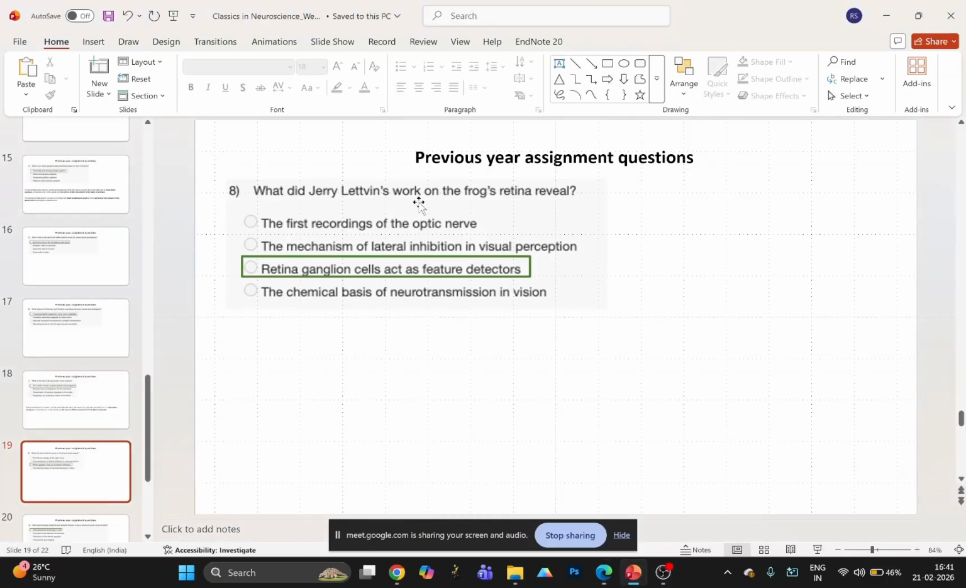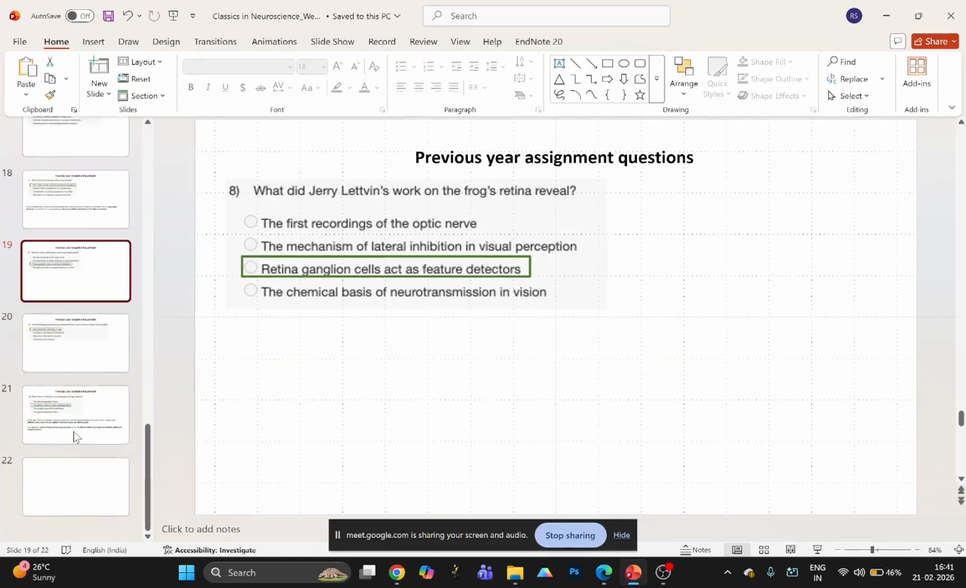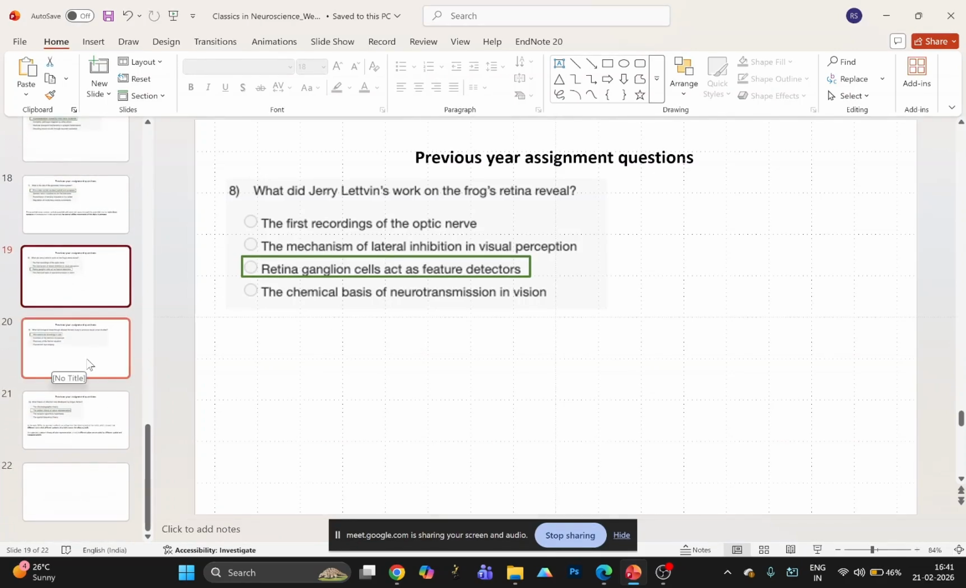So his work on the frog's retina revealed that the retinal ganglion cells act as feature detectors. So they can detect different shapes, they can detect different curved surfaces, and so on.